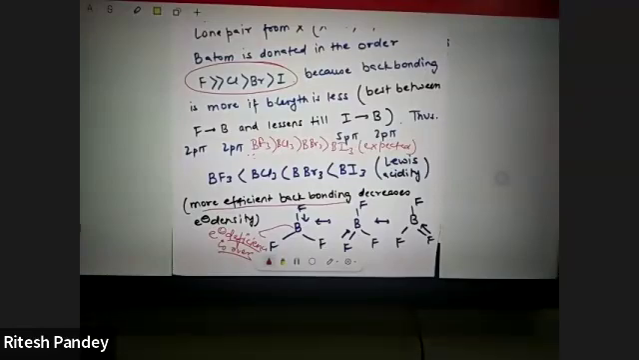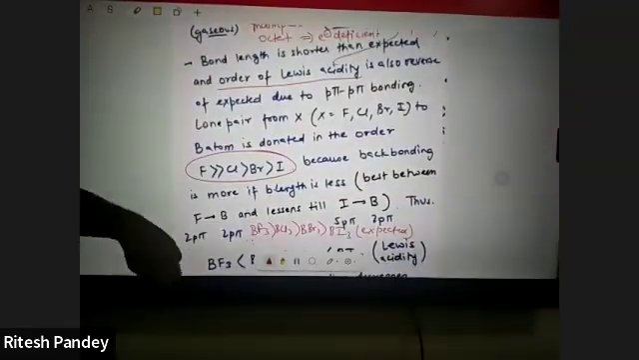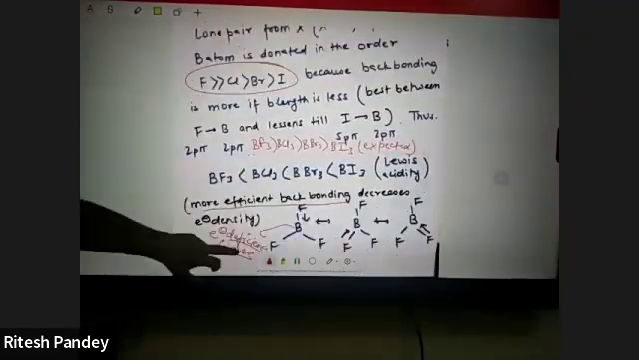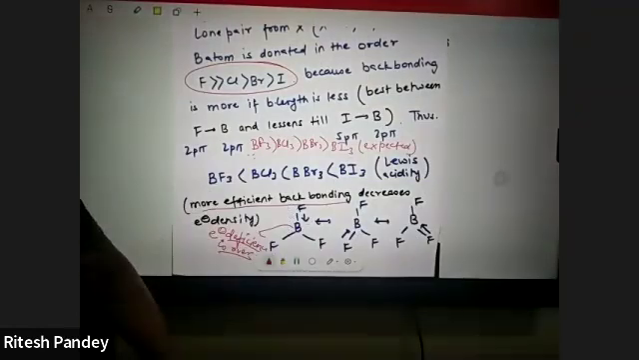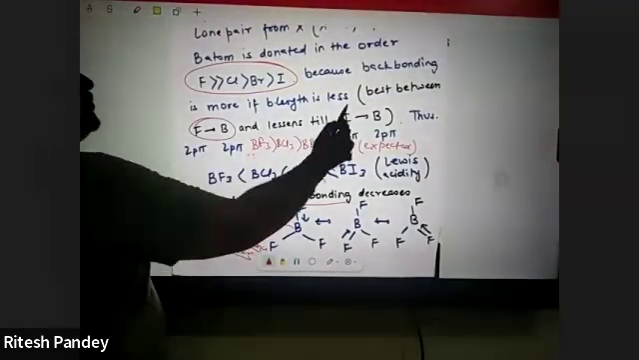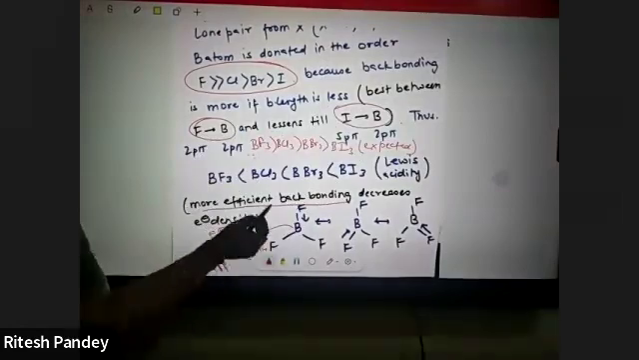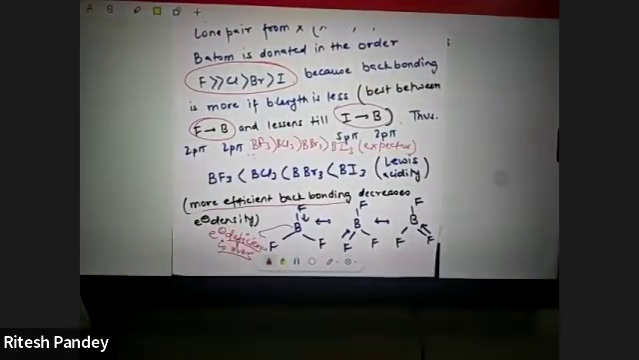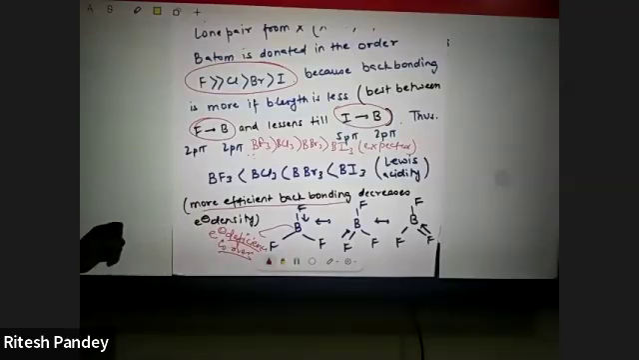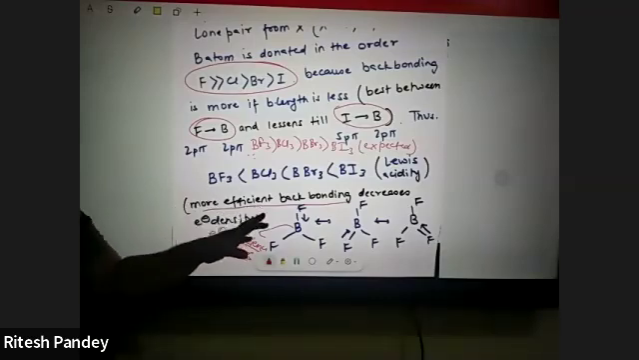The same, I think, is exhibited in its bond length as well, where it starts showing double bond character. With more back bonding, bond length is shorter. Best between fluorine and boron, and least between iodine and boron, is again about the closer the size of the orbitals, the better is the extent of back bonding. Please tell me one thing, if this is understood by everyone or not.